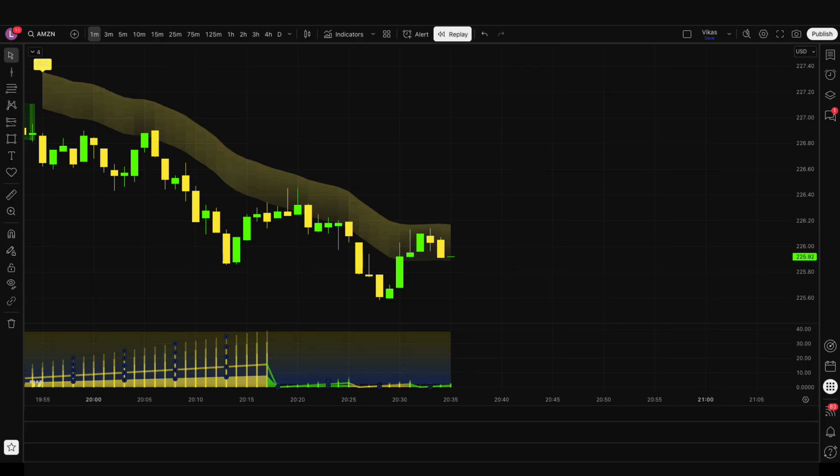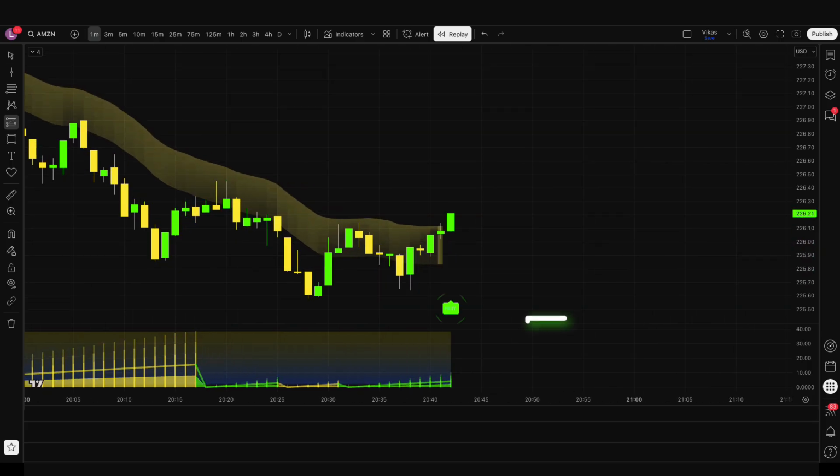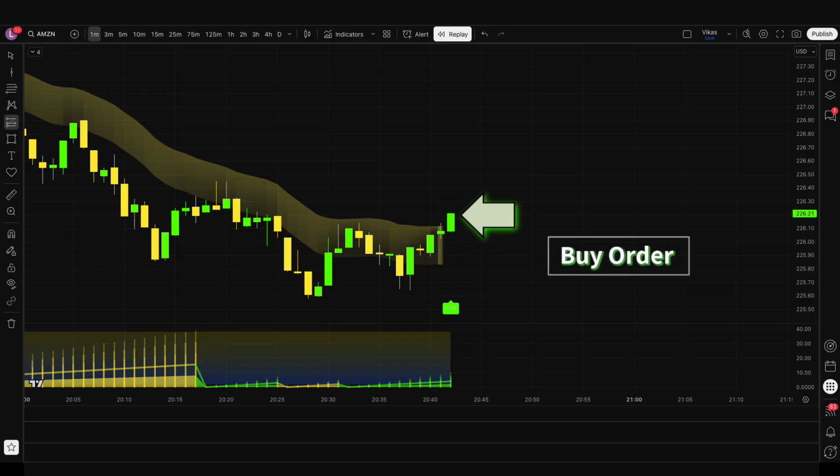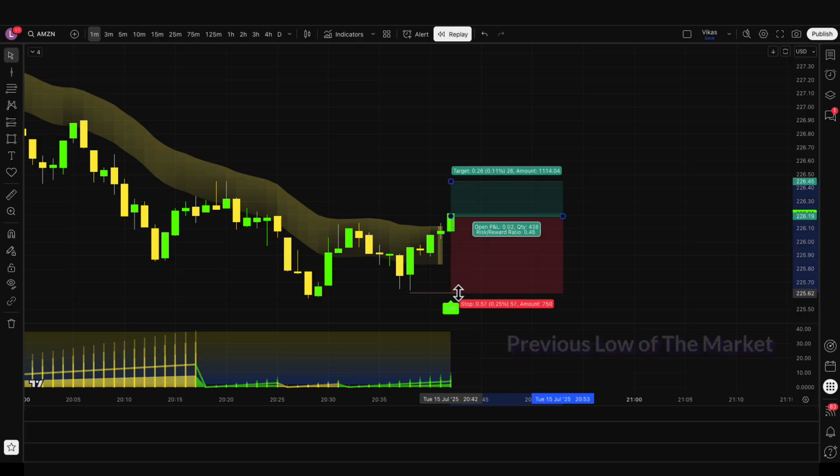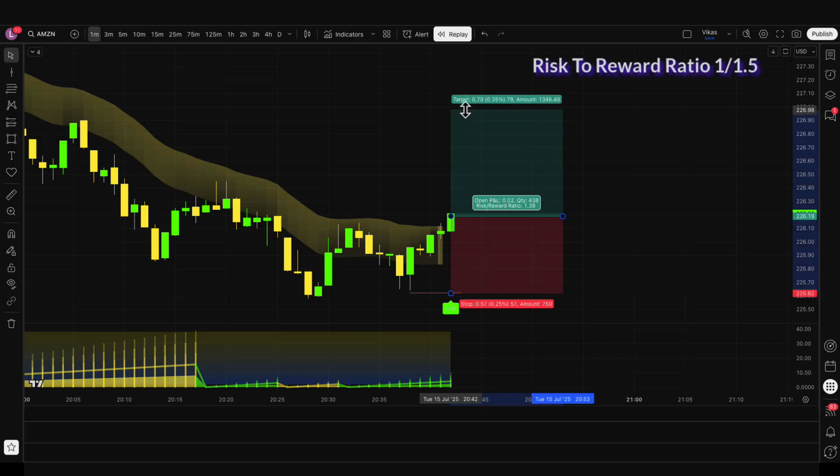Let's see how we use these trading setups. When the zero lag trend indicator gives us a buy signal, when the trend reversal probability indicator should be green area color, and when the market forms a bullish candle, if this condition is fulfilled, then we will place a buy order. Our stop loss is to be placed at the previous low of the market. And the risk to reward ratio will be 1:1.5.